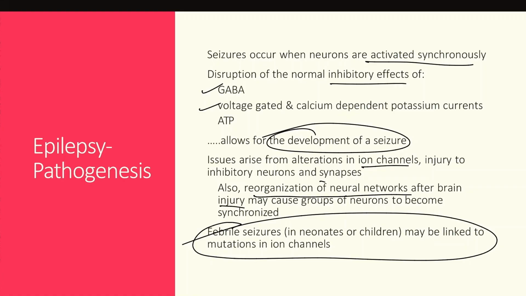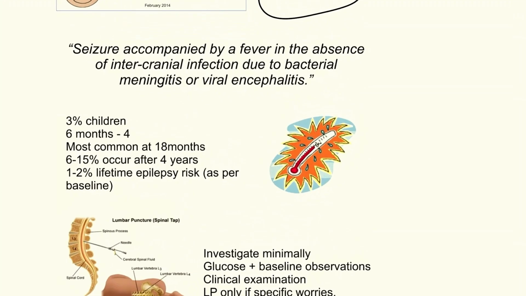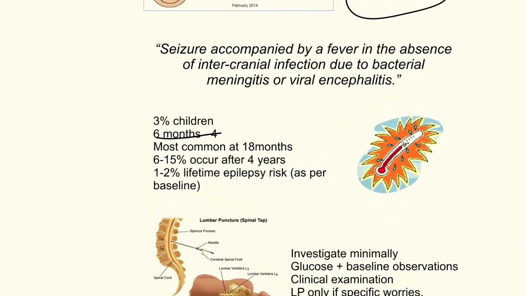So with fevers in kids 5 and under, don't worry so much if they have a seizure with a fever. It's the fever that caused the seizure. It's not the seizure being a problem. These are the febrile convulsions or the febrile seizures. Usually 6 months to 4 years of age, most common at about a year and a half.